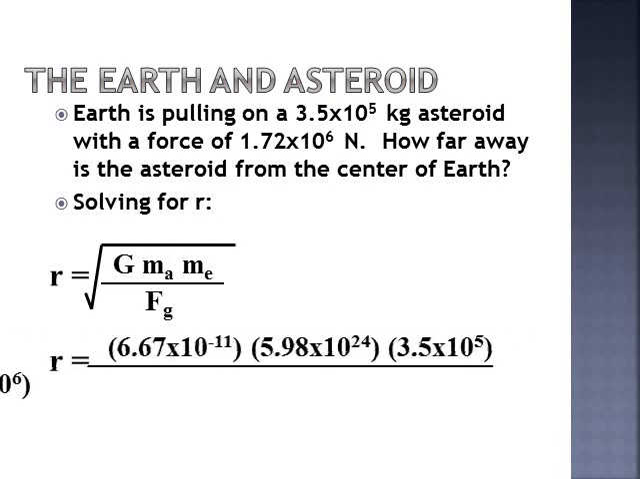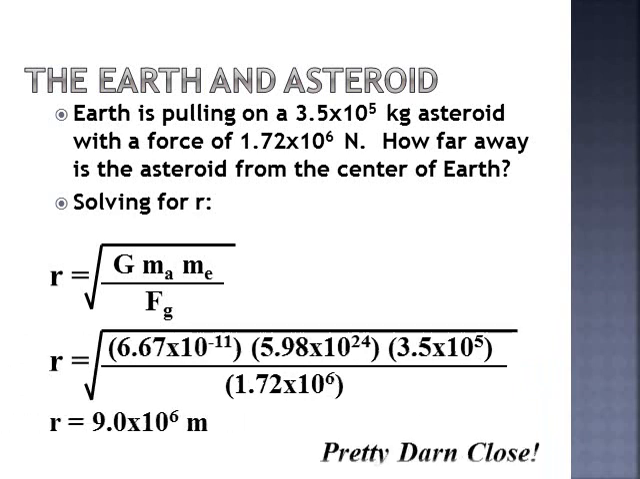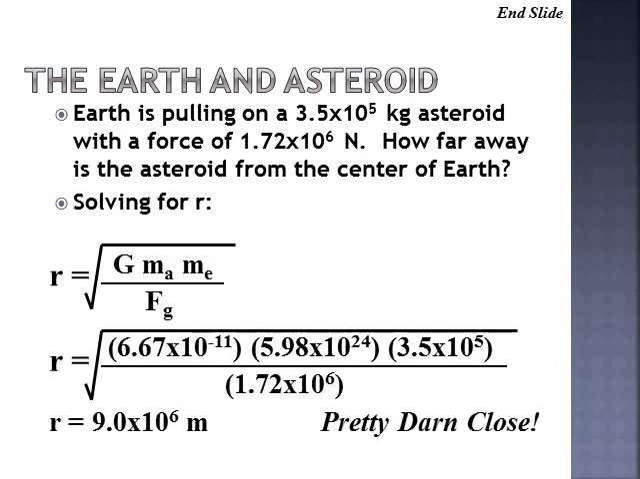We go ahead and plug in our numbers, which you get from the problem above, and you see that the radius is going to be 9.0 times 10 to the 6 meters. Now the reason I say this is pretty close is because the radius of the Earth is 6.38 times 10 to the 6 meters. It's 6,400-ish kilometers for the radius of the Earth, and this object is 9,000 kilometers away, which is, well, if you think about it, the surface of the Earth is 6,400 kilometers closer than the center of the Earth. So really this asteroid's only about 2,600 kilometers away from the surface of the Earth.